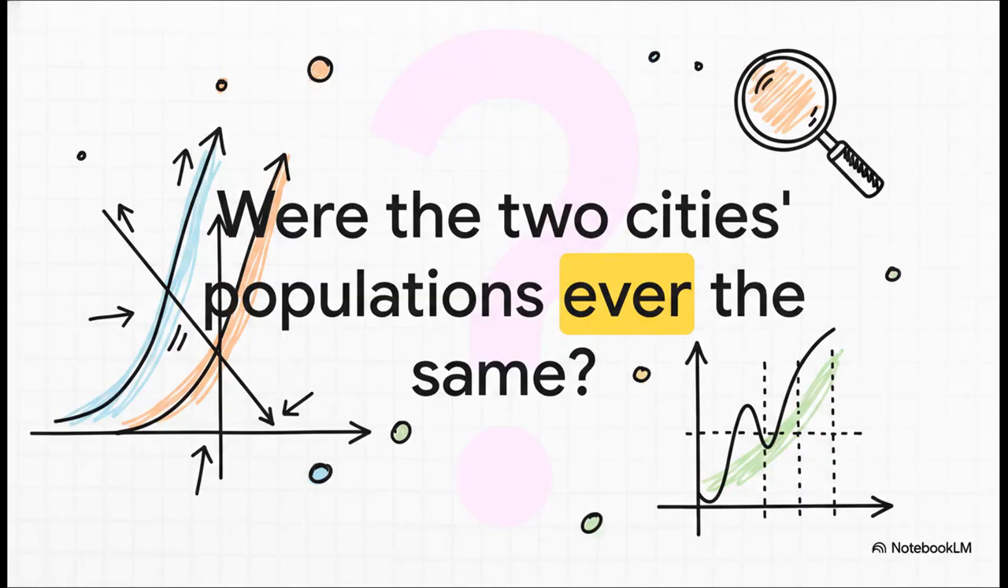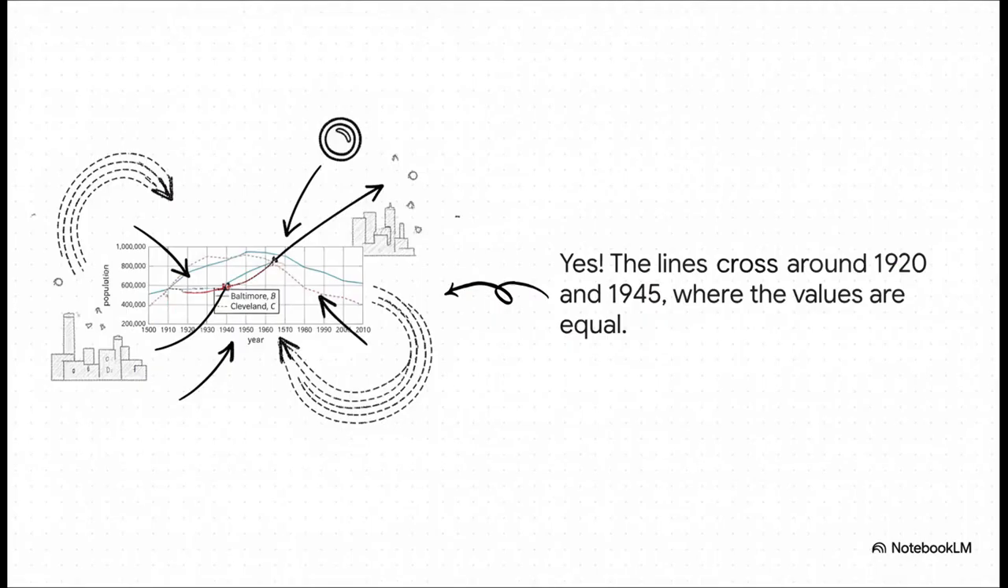Okay, so we know there were times when Baltimore was bigger and other times when Cleveland was bigger. So does that mean they were ever exactly the same? Is there a moment when their populations were tied? How would you even spot that on a graph? Yes, absolutely. And this is a super important clue for us data detectives. The magic moment is when the lines cross. That intersection point, that is the exact moment when the 2 things are equal. And if you look at our graph, you can see it happen twice, once around 1920 and then again around 1945. At those 2 points in history, these cities had the exact same population.